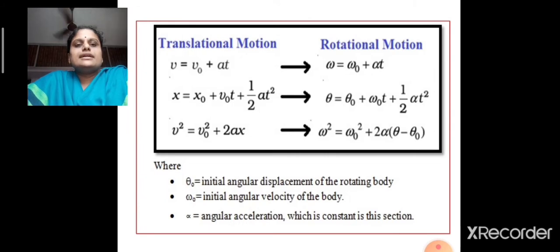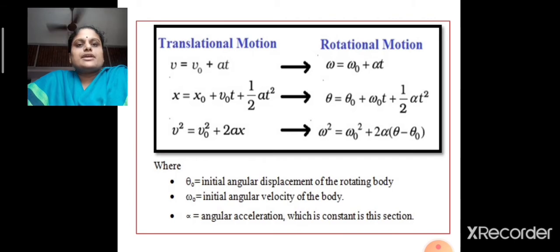So we have studied the 3 equations of motion in translational motion. That is, v is equivalent to v naught plus at, x is equivalent to x naught plus v naught t plus half at square, and v square is equivalent to v0 square plus 2ax.